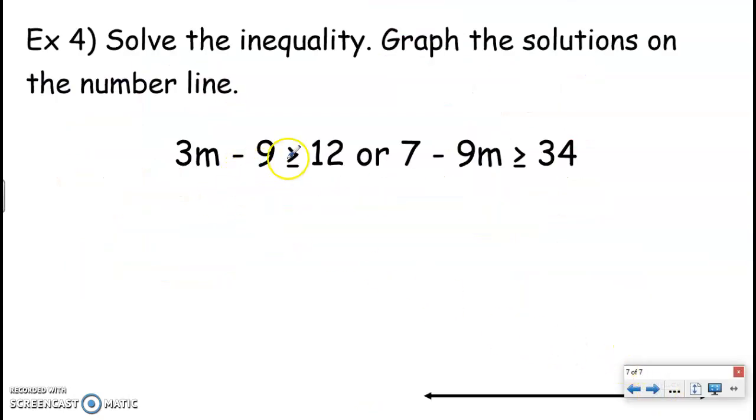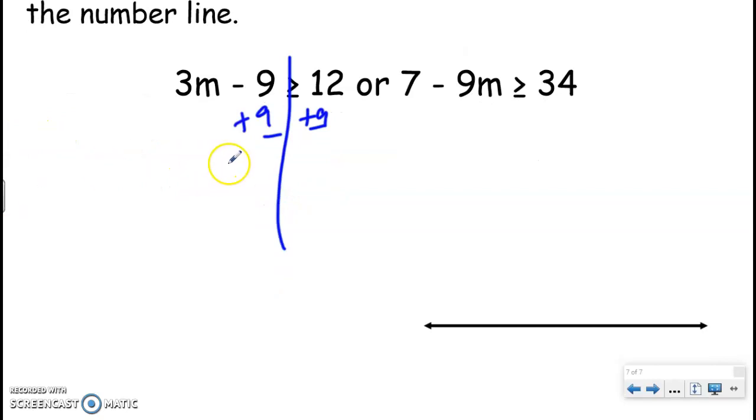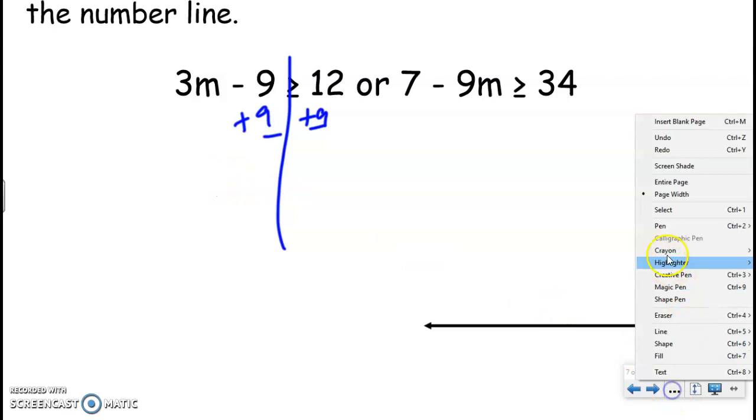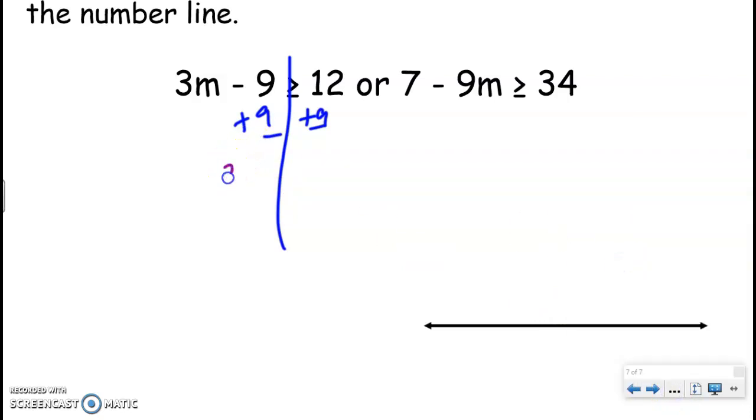Okay, last one, we have an OR. So solving the first one, I'm going to add 9 to both sides to get 3m is greater than or equal to 21. And then divide by 3 on both sides. We do not flip our sign because it wasn't a negative 3.